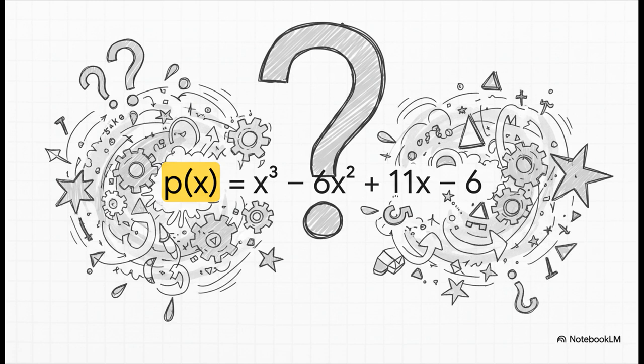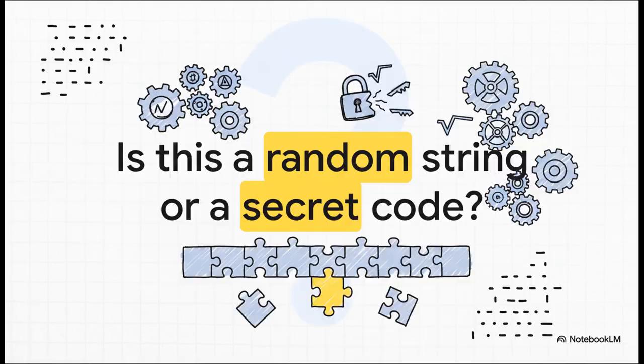At first glance, I know it might look like a totally random jumble of symbols and numbers. It's a cubic polynomial, and yeah, it can look a little intimidating. But what if I told you it's not random at all? Because that's exactly what it is. We're going to treat this thing like a secret code. And our job right now is to learn the rules to crack it.